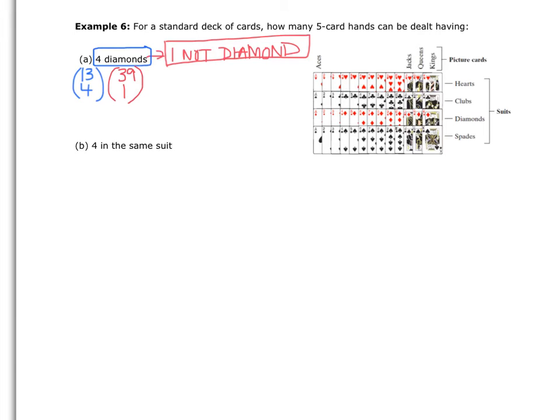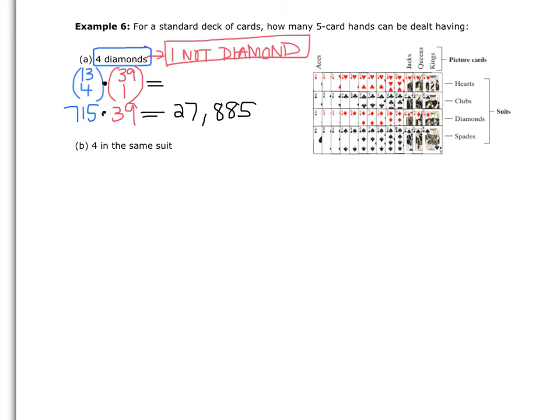Then by the fundamental counting principle, we can multiply those number of possibilities together, and we'll get our total number of possibilities. So I'm not going to show all the work here, but 13 choose 4 is 715. We're going to multiply that by 39 choose 1, which is 39. And we multiply that together, and there's 27,885 different 5-card hands that could be dealt, where you would get 4 diamonds and then 1 card that's not a diamond.